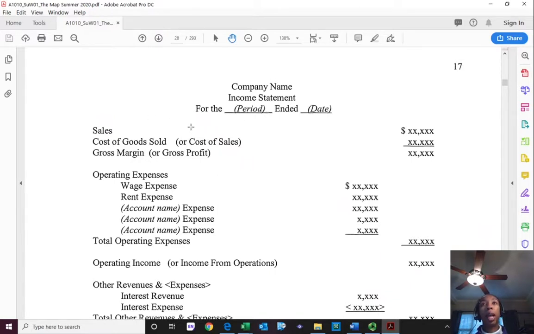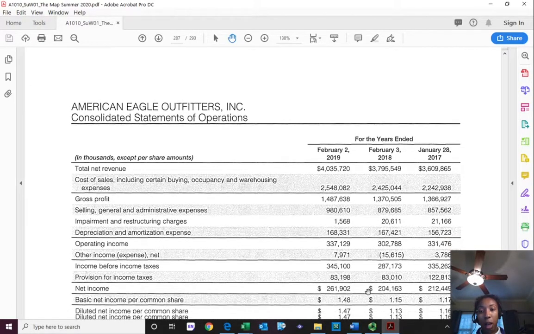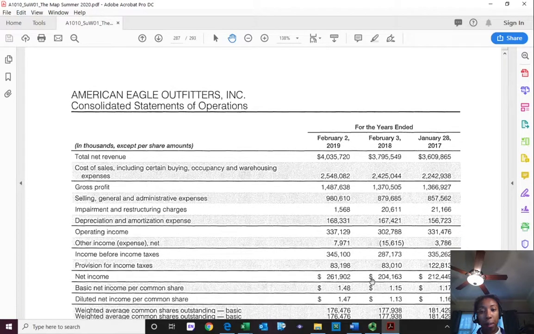So if you're looking at this income statement, and once again the income statement is similar to page, I think it's 287. Let's see if I'm right. So if you go to 287 on your electronic version, your American Eagle Outfitters Statement of Operations, this is going to be what a professional income statement looks like.